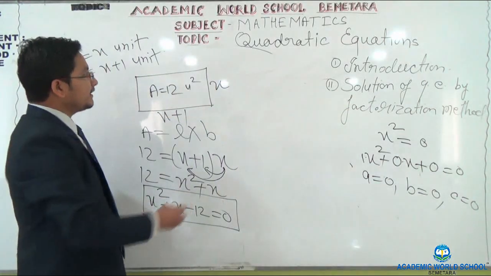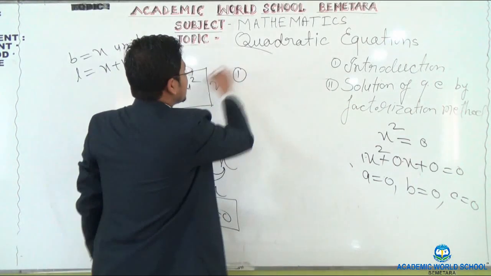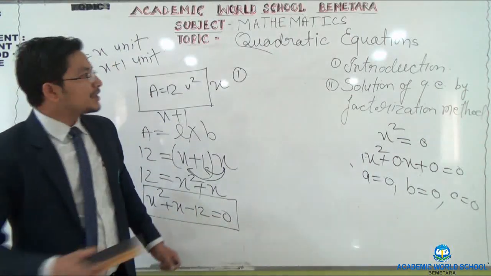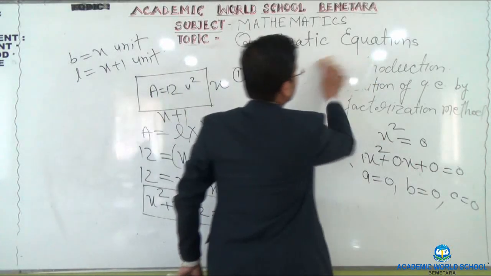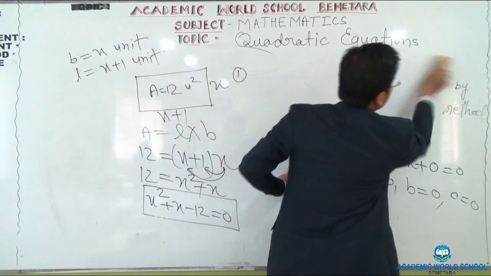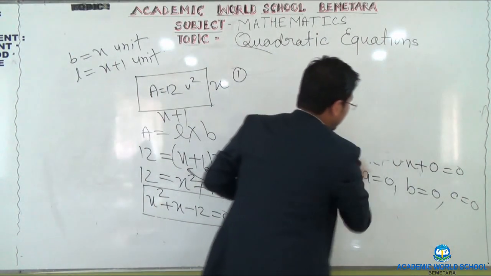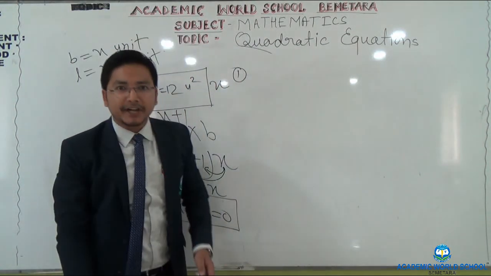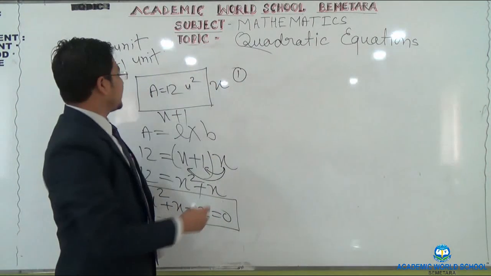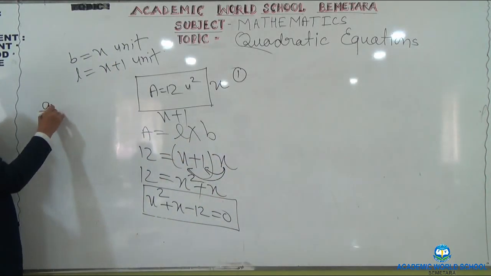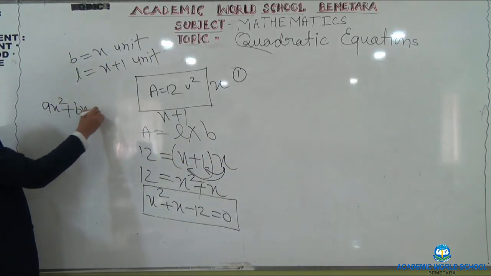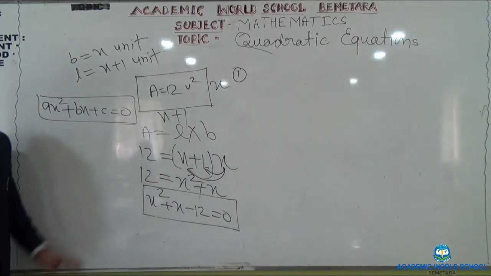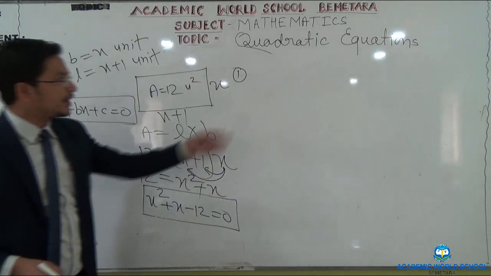Now I need to solve some questions dealing with whether the following equations are quadratic or not. So let me write that question. We have to simplify and get the form ax square plus bx plus c equals 0. If we get this form, we can say yes, the equation is quadratic.